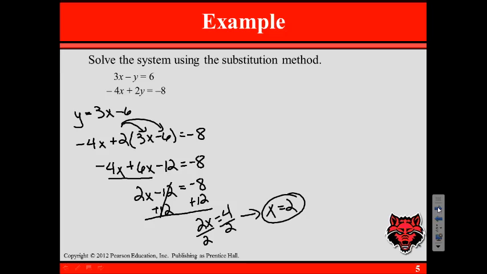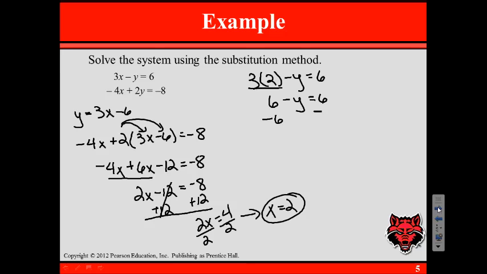Now once we have a value for x, we take that value into any of the original equations. Let's plug into the first equation. So that gives us 3 times 2 minus y equals 6. 3 times 2 is 6. So we have 6 minus y equals 6.